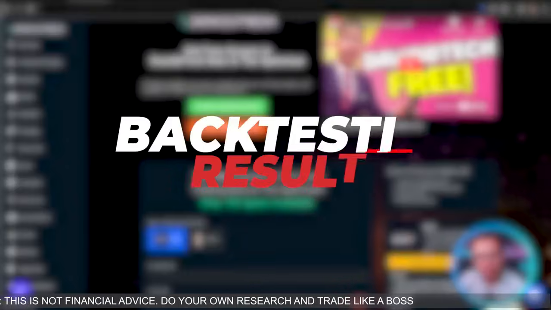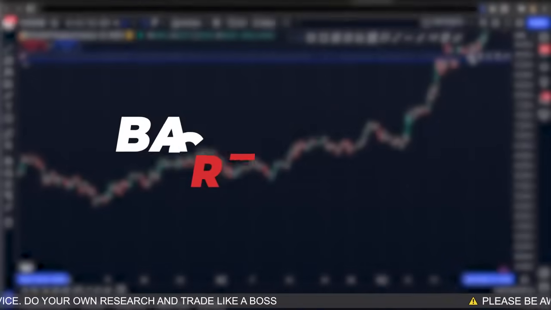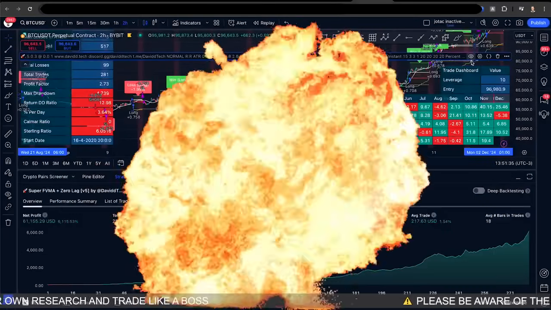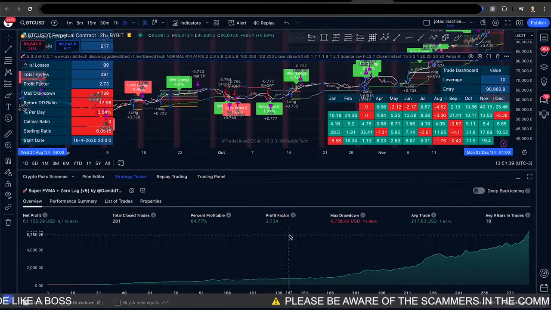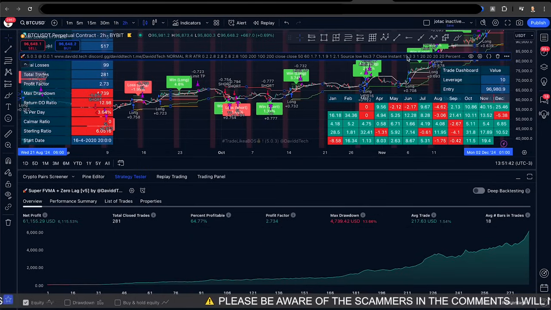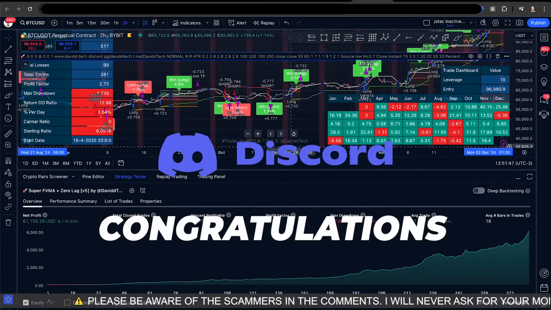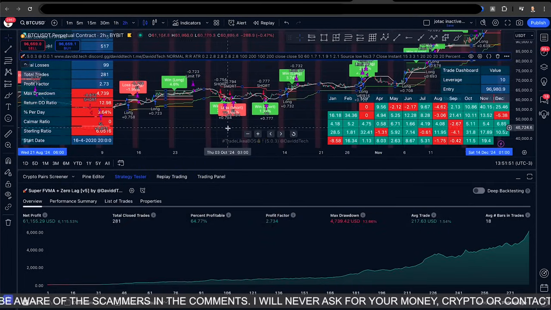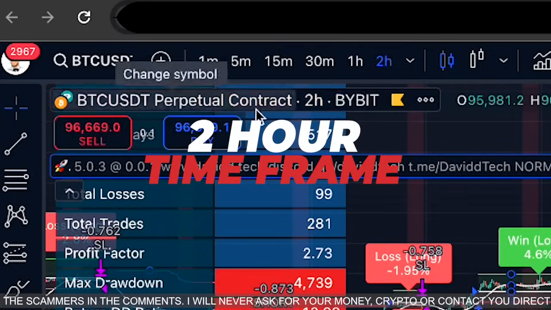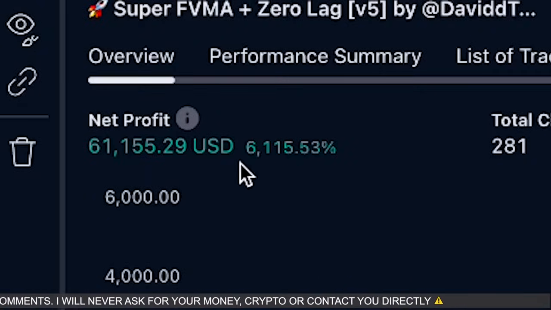Right, let's have a look at the backtesting results. Okay guys, the backtesting results are in. Drumroll please. Boom! Right, as you can see, the equity curve is absolutely amazing. This was optimized by one of our amazing members from Discord, Jotak. Congratulations to him. As you can see, the trading strategy looks absolutely amazing. We are on the 2-hour time frame.